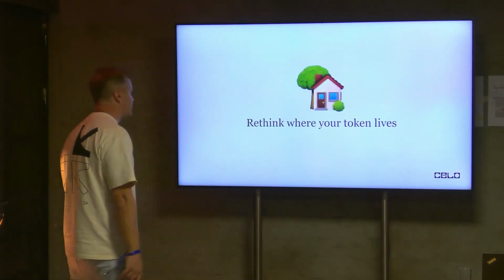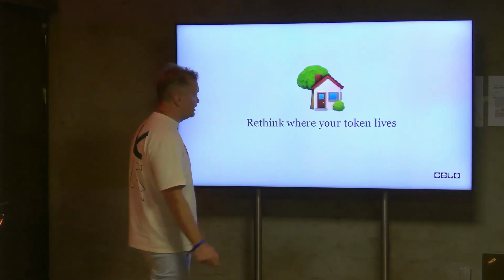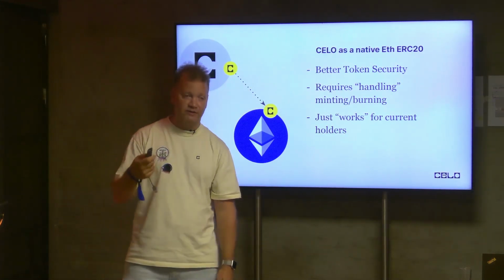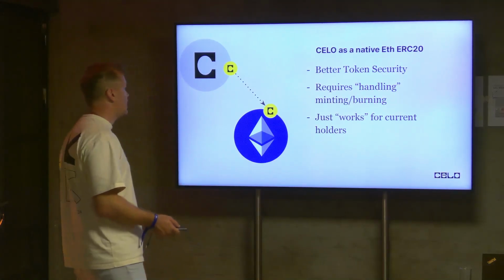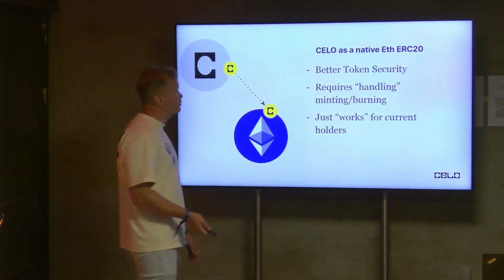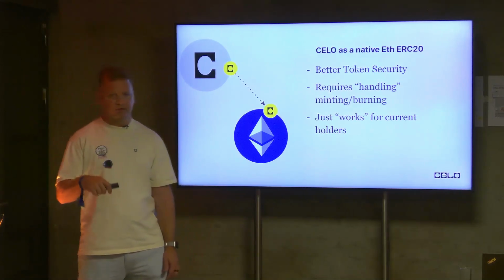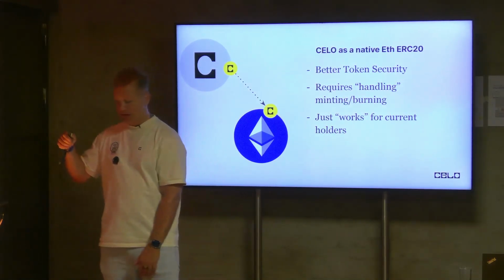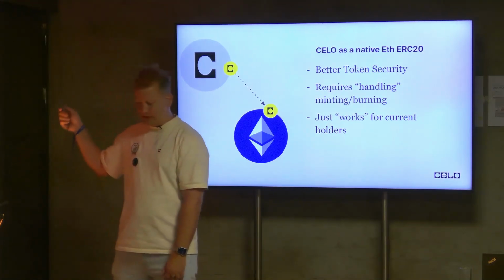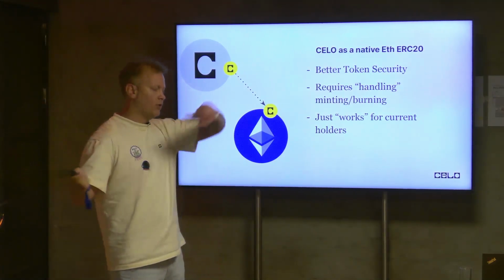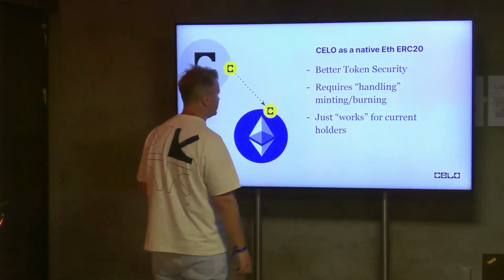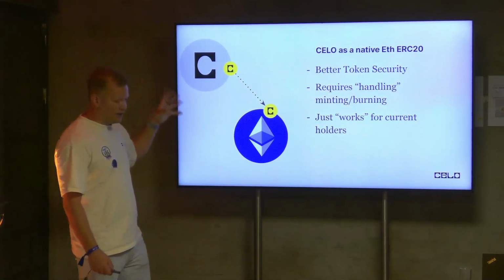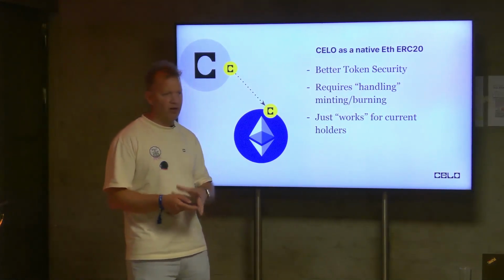OK, tip number 4, rethink where your token lives. So Celo is the native token of this L1 going to an L2. Now, the moment you become an L2, you have this question. Do you want CELO to be a native ERC20 of Ethereum, or do you want it to still only exist on the L2 and only bridge CELO back to Ethereum whenever you need? Because we chose the first idea. Why? I guess having an ERC20 on Ethereum will have better security.